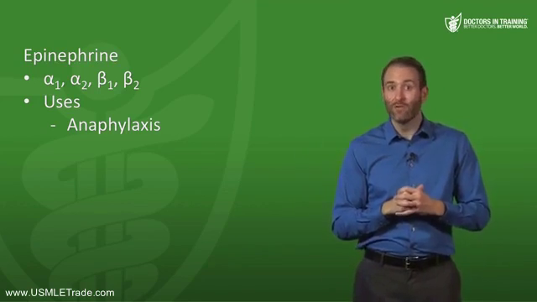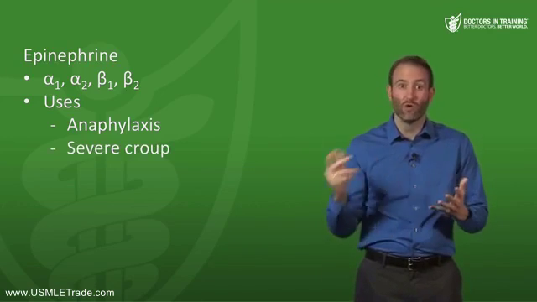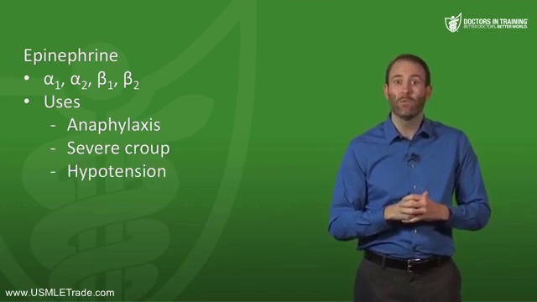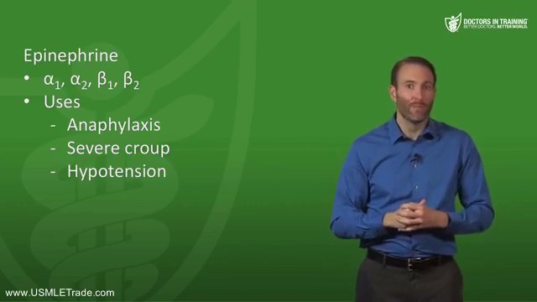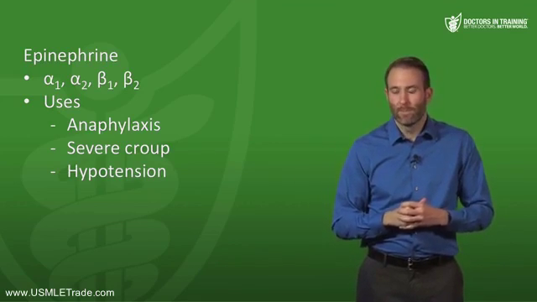Now, it can be inhaled in certain respiratory problems like severe croup. Epi can also be used in hypotension. And that makes sense because the alpha-1 will vasoconstrict and the beta-1 will increase the heart rate.